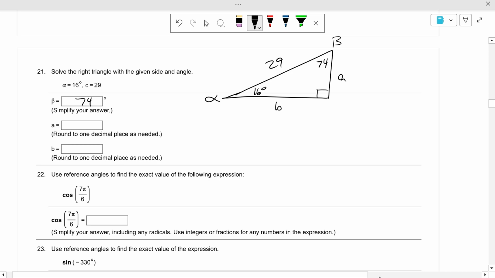So to figure out A, it's sine of 16 equals A over 29. And the cosine of 16 equals B over 29. And that's how you figure out A and B. What do we get for A? What do we get for B? A should be somewhere around 10, I would guess, or even smaller.